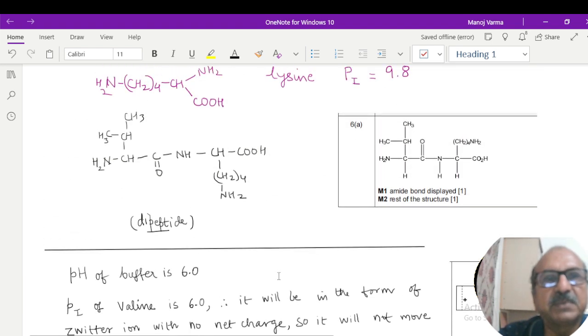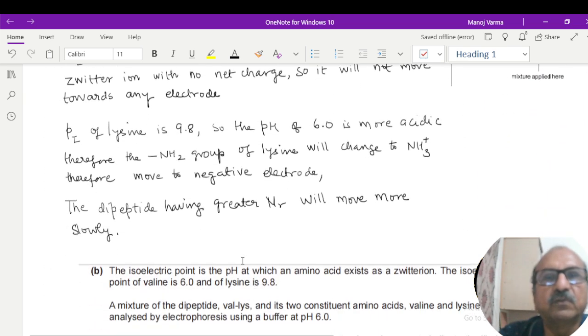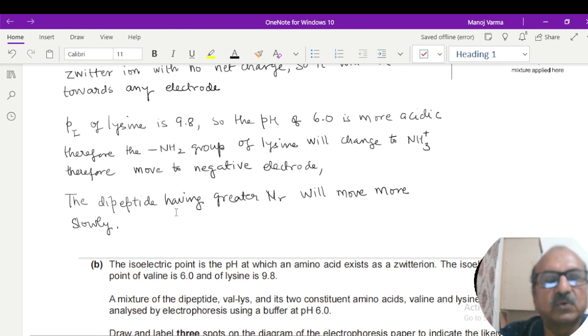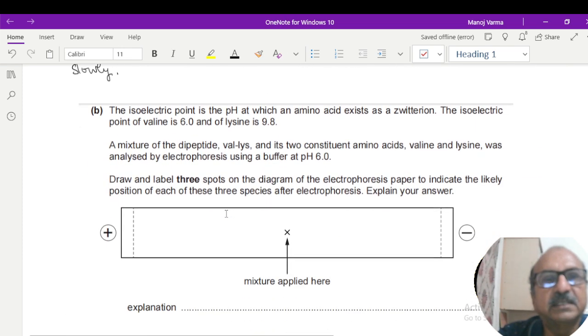Even the dipeptide will be protonated and therefore it will also move towards the negative electrode, but dipeptide has a greater mass than the single amino acid, so having a greater mass it will move more slowly in comparison to lysine. So this is the answer.